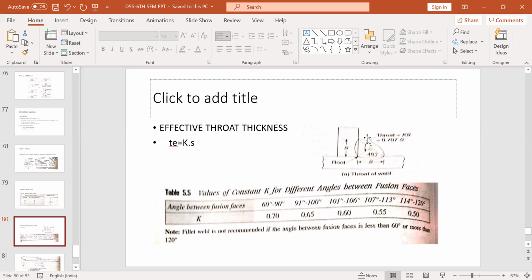Simple. If the size of the weld is 7 mm or 6.5 mm, you take 0.7 into that. If you are taking the size of the weld as 5 mm, 0.7 into 5 is 3.5. Your throat thickness will be 3.5 mm. Okay, like that.